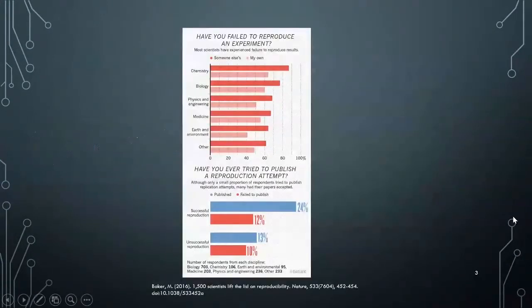And so this is just another slide to explain that it's not just biology. It's chemistry, it's physics, it's medicine, earth and environment, and other faculties that experience experiment failure and lack of the ability to reproduce the experiments of others. And because of this lack of reproducibility, there are also some difficulties in publishing.